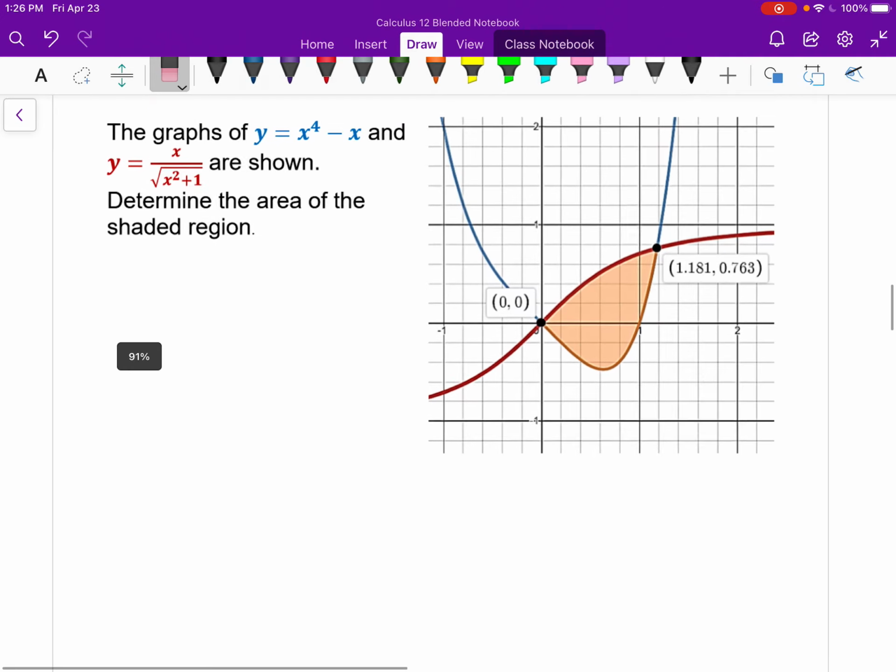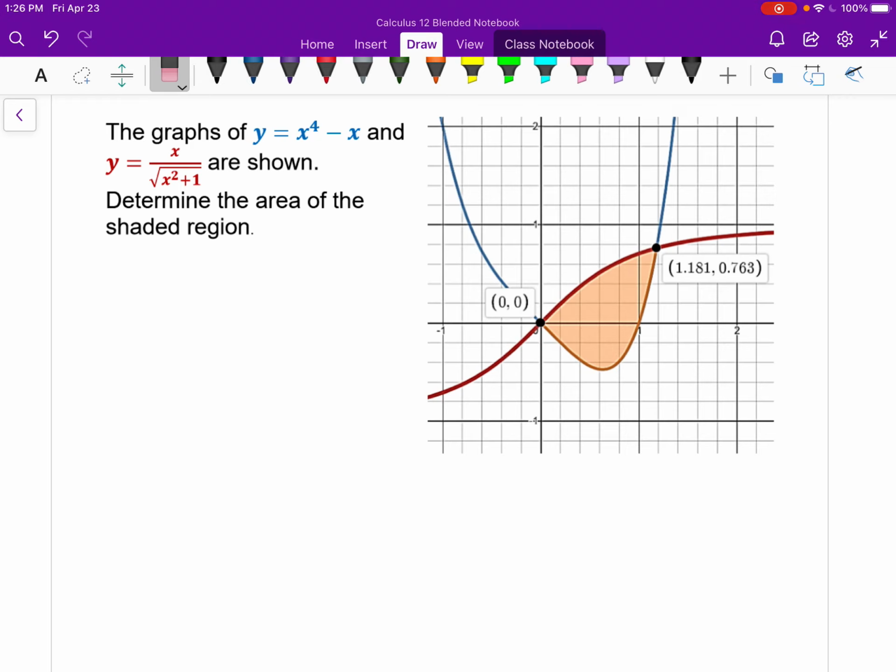All right, so let's look at this. Again, I have the graphs of two curves, and I want to find the area that's been shaded there. The graph in blue is this 4th degree polynomial, and the graph in red is this rational radically-ish function. If I want to find the area of that shaded region, I can see that's from 0 to about 1.181. So that's the bounds of the integral.